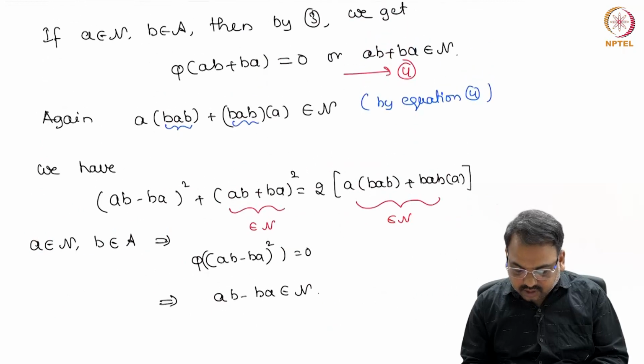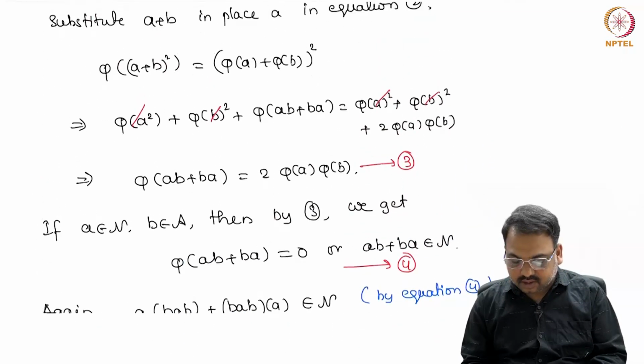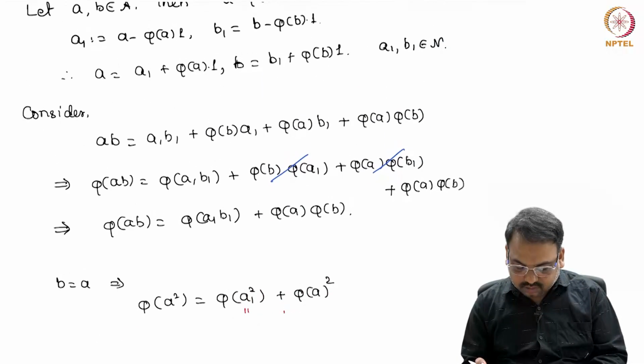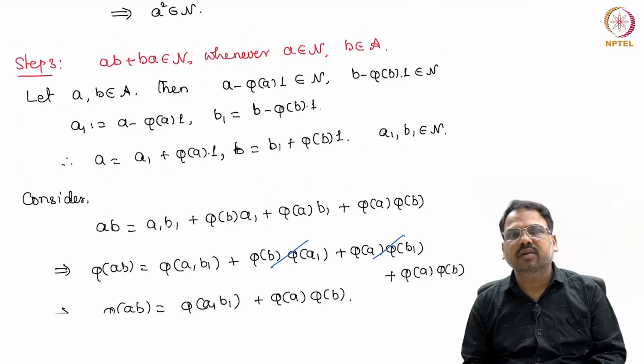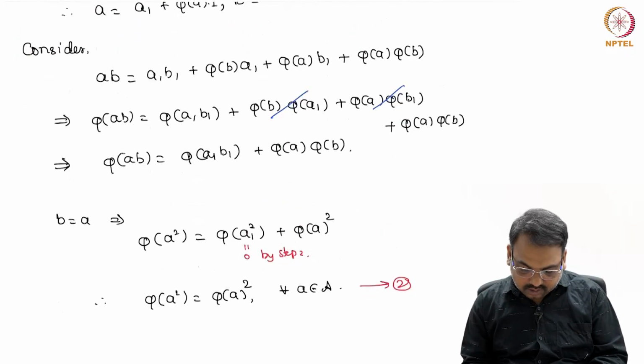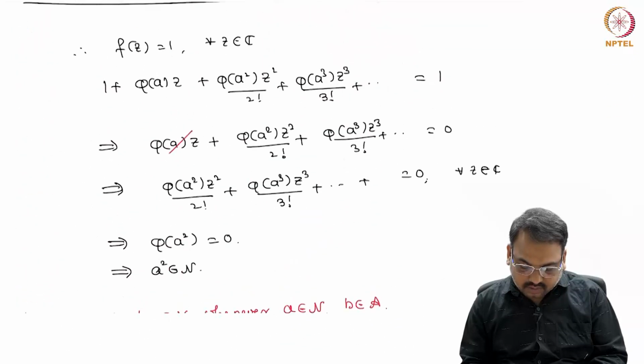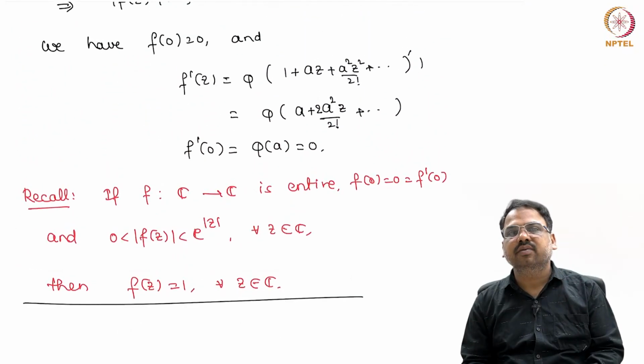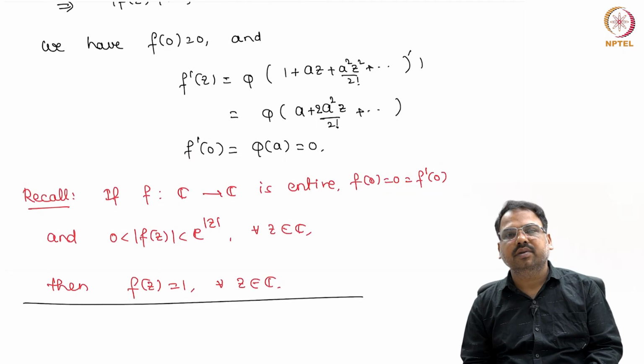Okay, so kernel φ is an ideal, but we have shown that kernel φ automatically follows that it is maximal. So hence we can say that kernel φ is a maximal ideal, hence φ is multiplicative.